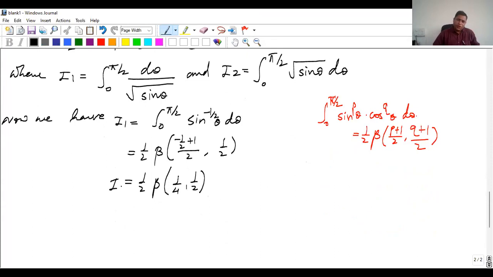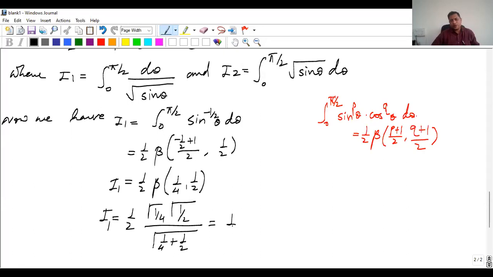So we got the value of I1, or we can write I1 is equal to half of gamma 1 by 4 gamma 1 half upon gamma of 1 by 4 plus 1 half. Which is half of gamma 1 by 4 gamma half, and this is going to be gamma 3 by 4. This gamma half is going to be root pi, so it is root pi by 2 gamma 1 by 4 upon gamma 3 by 4. Is that okay?